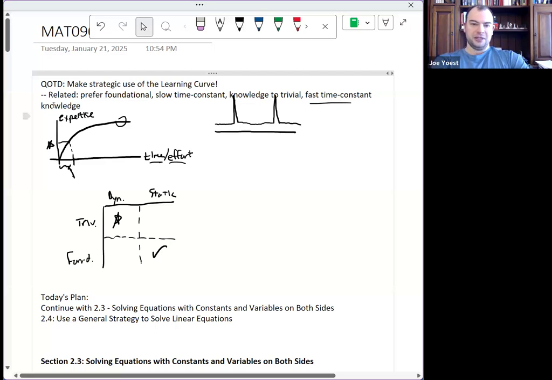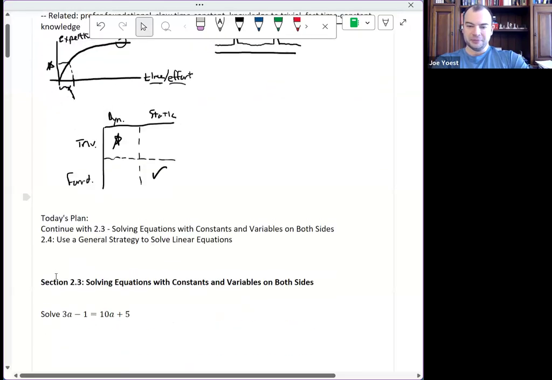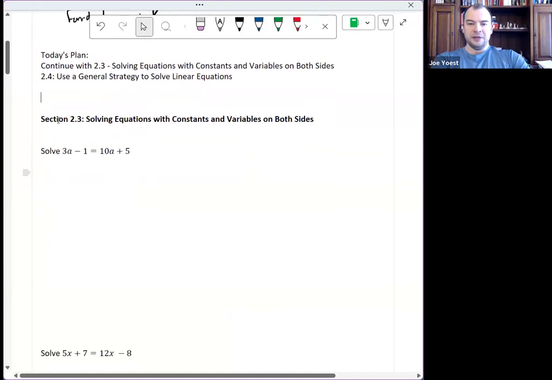Okay, so that is the quote and thought for today. So last time we had discussed a little bit about two-step or multi-step equations. And now we're going to move into more general equations.